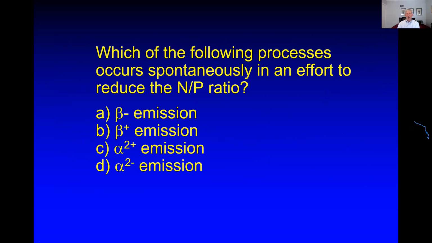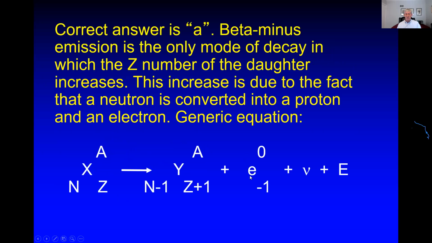Which one of the following, this is a common exam question, which one of the following processes occurs spontaneously when the neutron-proton ratio is too high? You're in the neutron excessive region. What's the only mode of decay that will do that? A. Great. Beta minus, right? That's the only mode of decay.